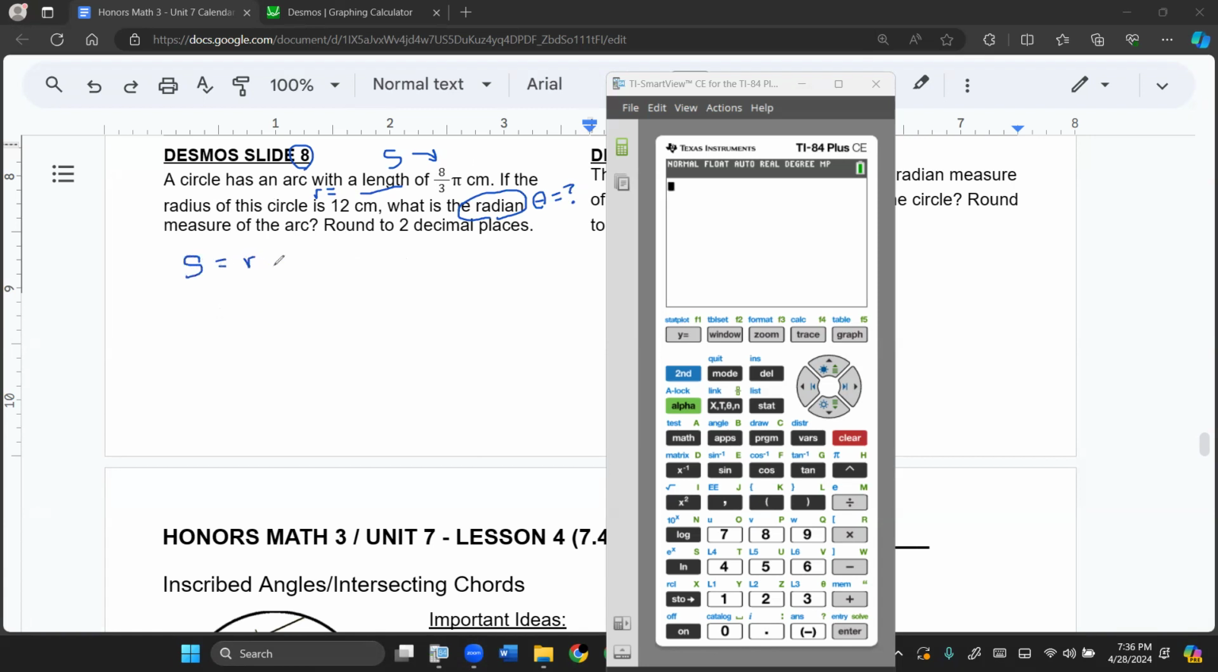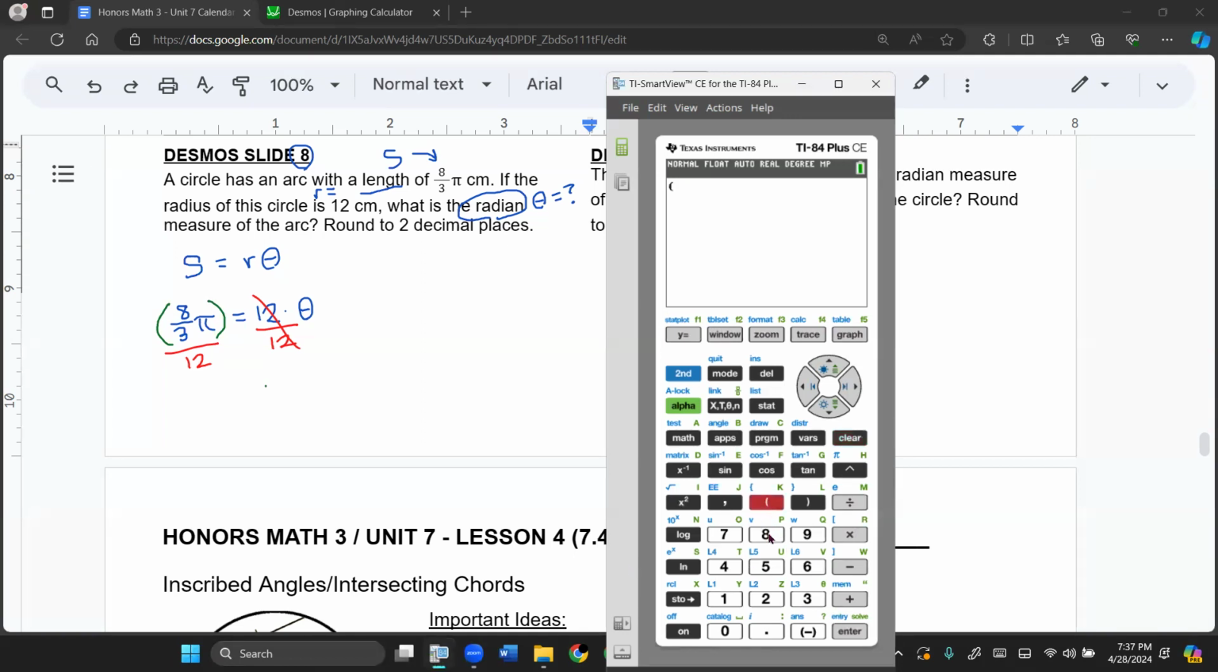S equals R theta. S is 8/3 pi, so I'll write 8/3 pi over here. We know that the R is 12, but we do not know the theta, and it says round to 2 decimal places. So I'm going to take that 8/3 pi and divide it by 12 to solve for theta. Let's be careful how we do that. I'm going to use parentheses around the 8/3 pi when I type it in my calculator, or you can compute it separately and then divide that number by 12. But I'm going to do that here so that way I can type it in the same way.